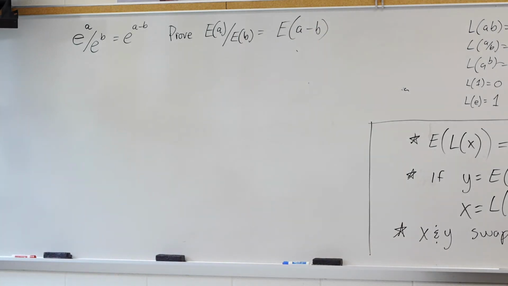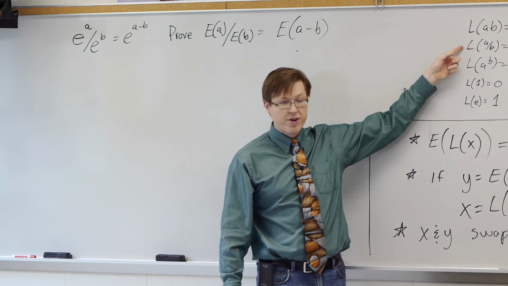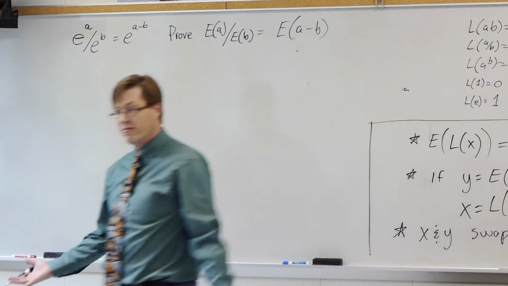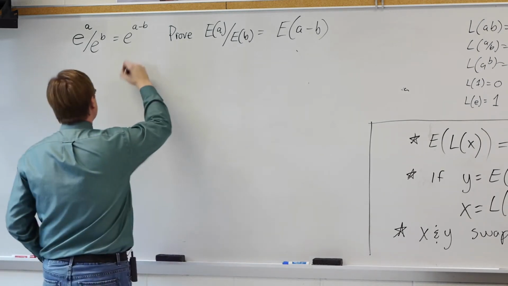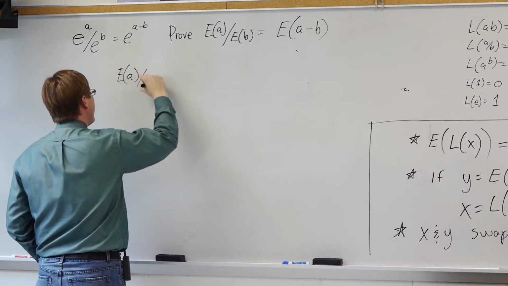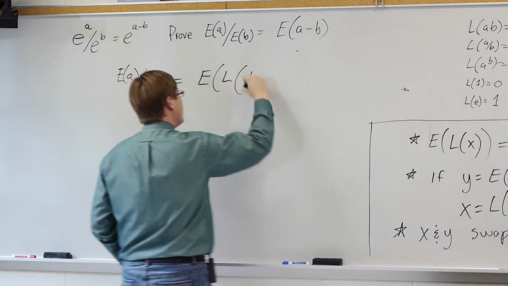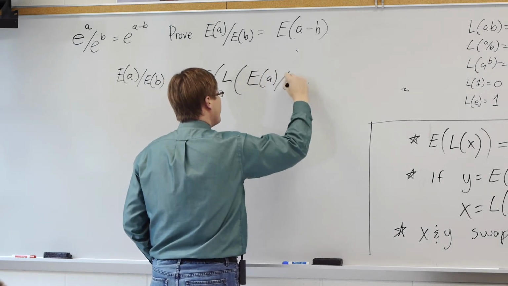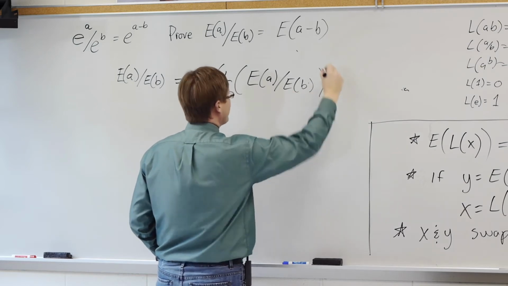Can you visualize the proof in your head? See it? It's going to be the same steps as before, but over here I'm going to use this property, which will turn the division into a minus, and I'll be done. All right. So let's go. E of A divided by E of B is E of L of E of A divided by E of B. It's a lot of parentheses. OK, here we go.